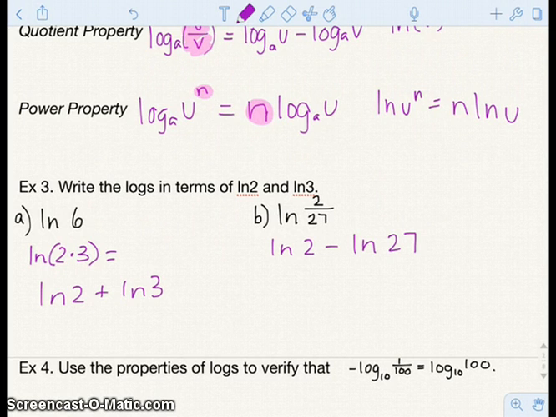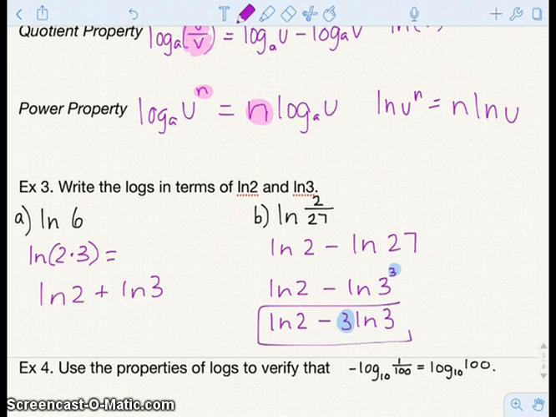However, it says ln of 2 and ln of 3, so this would really be ln of 2 minus ln of 27. I can write 27 in terms of 3 as 3 cubed, so I'll use ln of 2 minus ln of 3 cubed. Here I'm going to use the power property, and I'm going to bring that exponent out front and have 3 ln of 3. So this exponent came out front as a coefficient because of the power property, and this would be my final answer here.